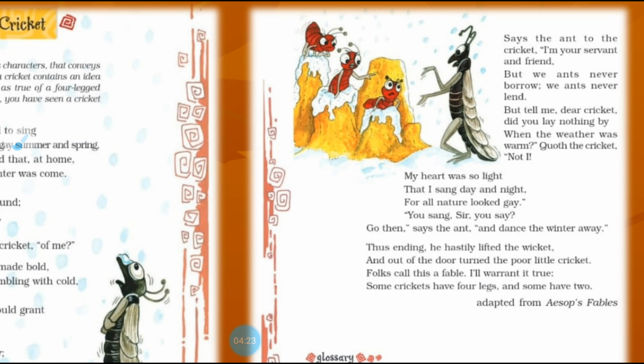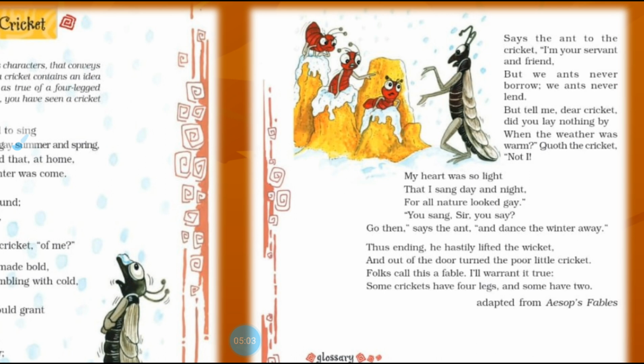To this answer of the cricket, the ant did not spare him and gave a very sarcastic answer: as you sang in the summer and filled the whole sky and earth with your singing, now go and dance in the winter and enjoy it. This was the taunting, sarcastic tone of the ant. Here one more thing I would tell you, why the ant told the cricket to go and dance throughout the winter.